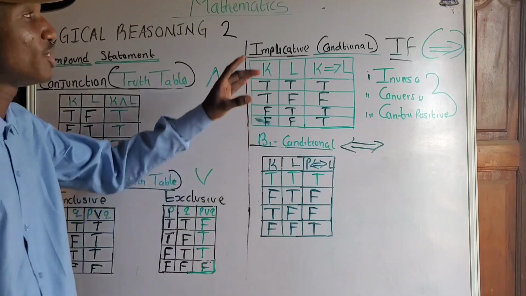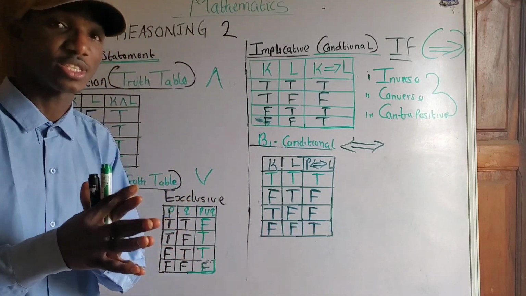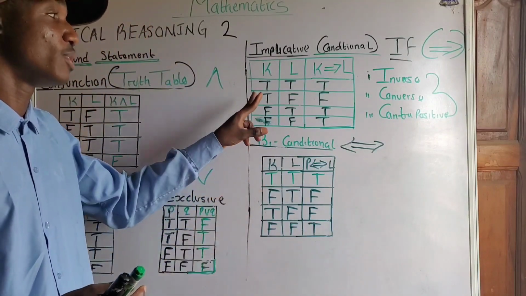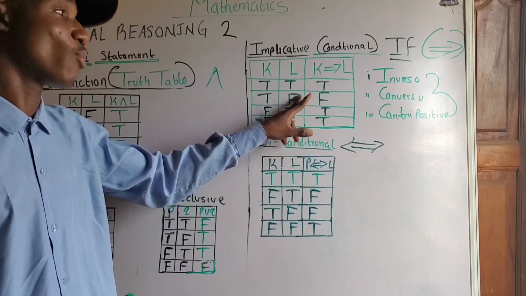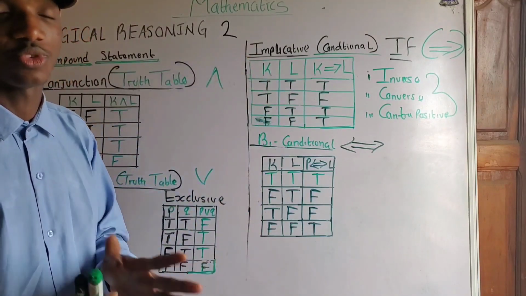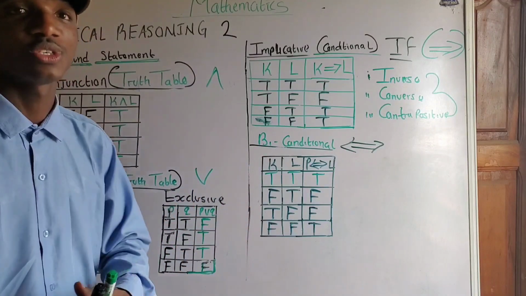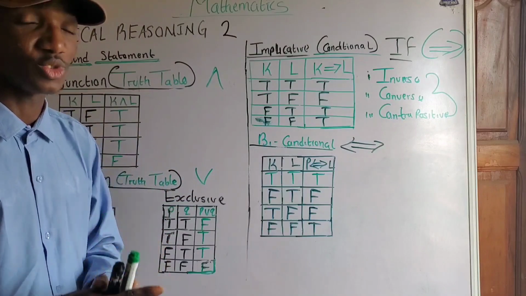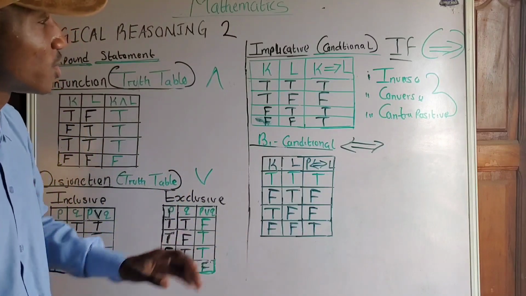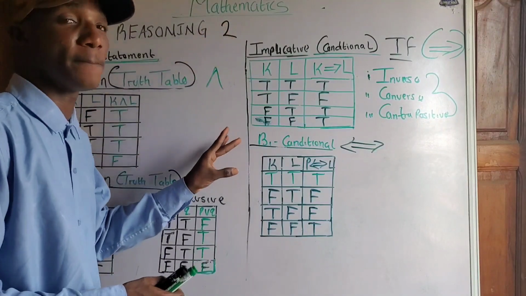In a conditional or implicative statement, we only have a conclusion that is false if the first statement is true and the second statement is false. The rest will be true. And in a biconditional, we only have a conclusion that is true if both statements are true or both statements are false. So that is the truth table for conjunction, disjunction, implicative, and biconditional.